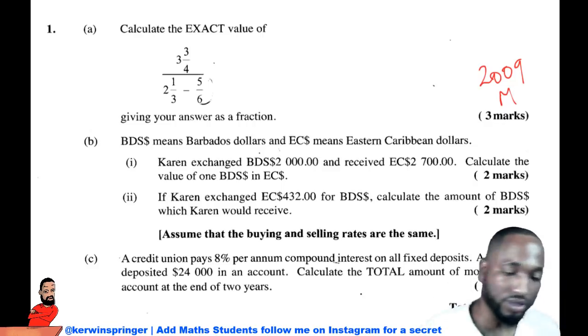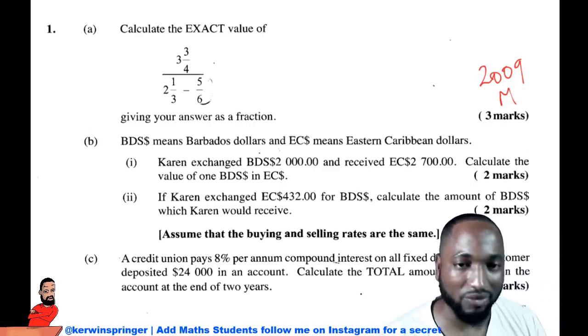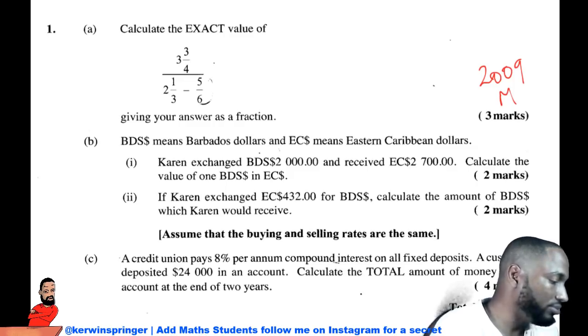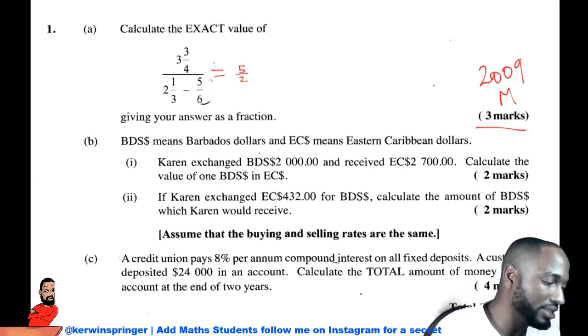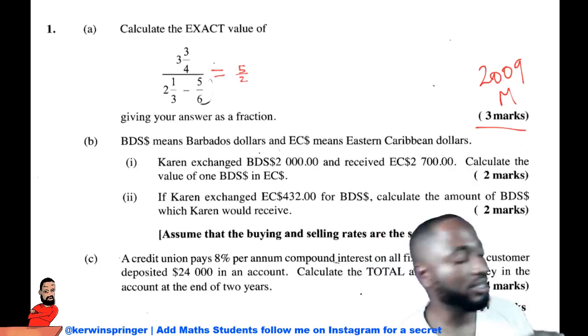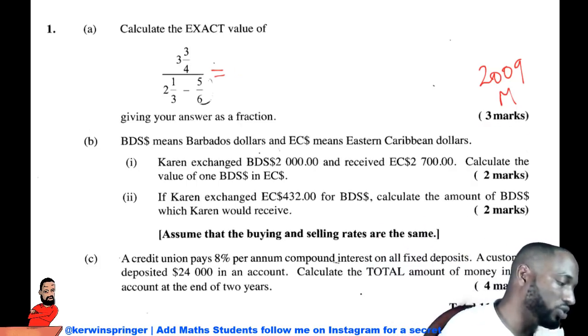Everybody getting 5/2. I'm not even going to bother to look it up. All right, let's go on to the next one. So the answer for this was 5/2. Now, when you're showing your working for this, I advise students, you see how this is 3 marks? I advise students, don't just go and write equals 5/2. Although this is supposed to be a calculator question, show how you do it.